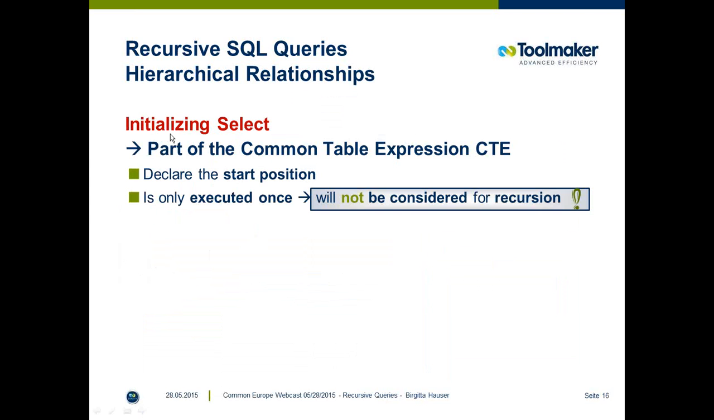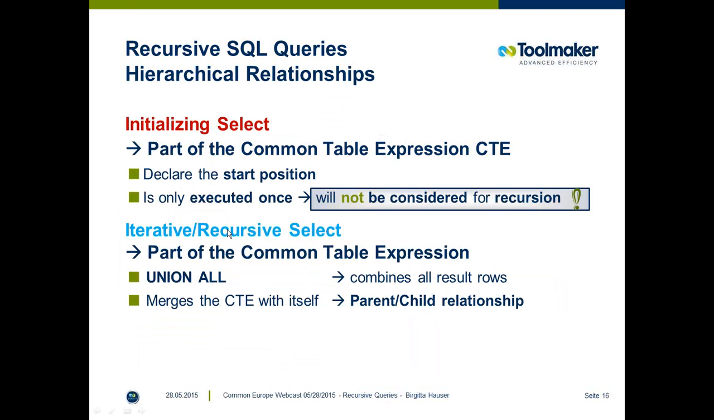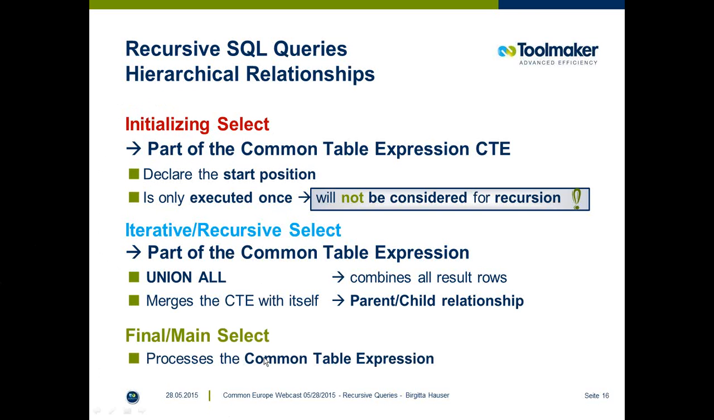The next thing after the initialization is the iterative or recursive select statement, which joins the last level of the previous recursion with the current level, or with a table on the current level. It means the employee number from the last level is now the boss number that joins with the current table, and then we have a union all that merges all those results together until the end. And we have to put it into a common table expression. So finally we need a main select statement that executes this common table expression.